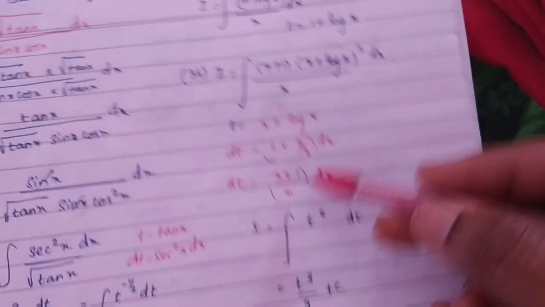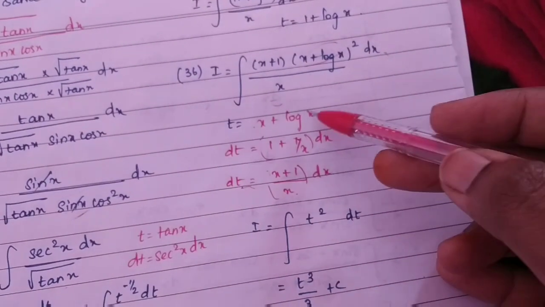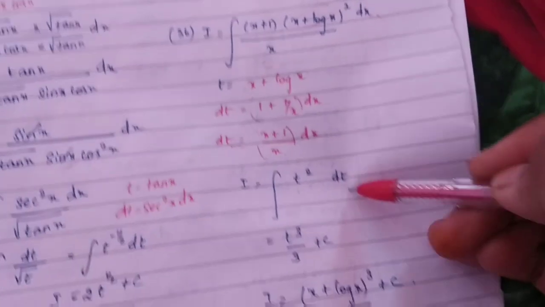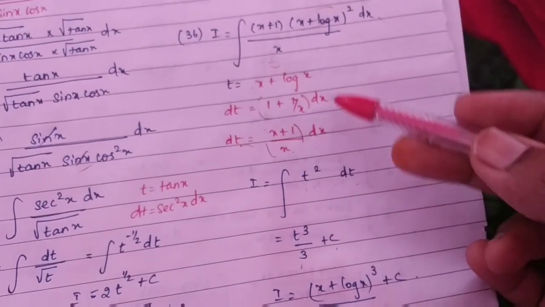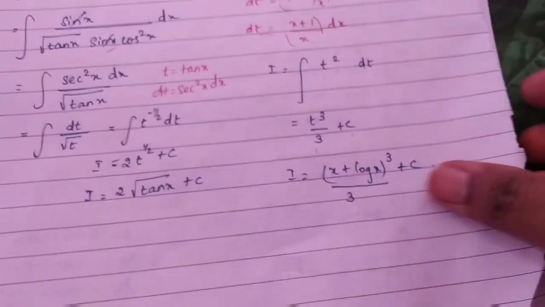Therefore you will be getting this is nothing but dt and this is nothing but t square. Therefore t square into dt. When you integrate, you will get t cube divided by 3 plus c. Just substitute the value of t here.